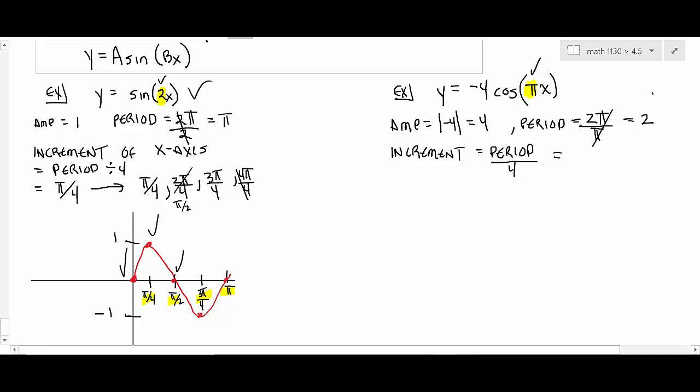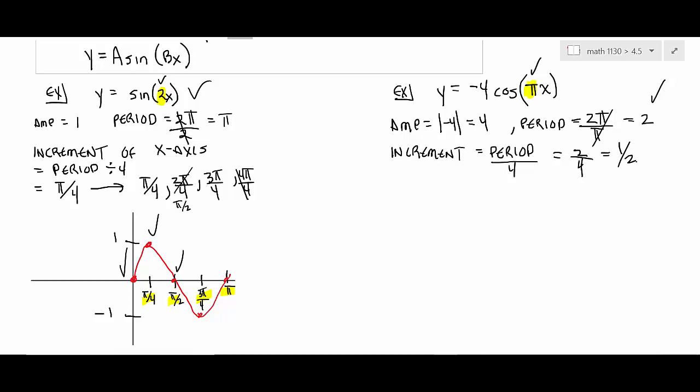So I take the new period, 2 over 4. That will reduce to a half. So what does that mean? That means the x-axis you're going to go by halves. You're going to go 1 half, 2 halves, 3 halves, 4 halves, 5 halves, and so forth. And then those are going to be where those key points are.